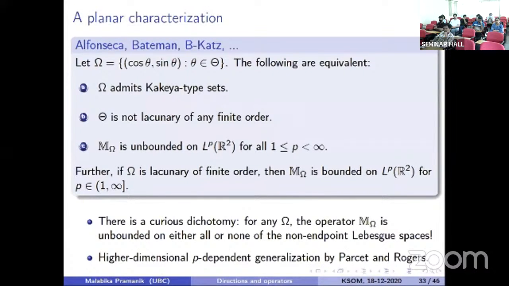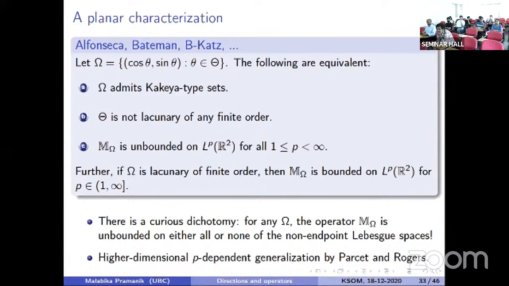So, this is the result that we have been working towards. It is the culmination of a combined body of work by several mathematicians, notably Alfonseca, Bateman, and Bateman-Katz. Let capital omega be a set of directions in the plane. Each unit vector in omega can be written as cosine theta, sine theta, where theta is the angle between the vector and the horizontal axis. Let us identify omega with the corresponding set of angles theta between 0 and pi by 2.